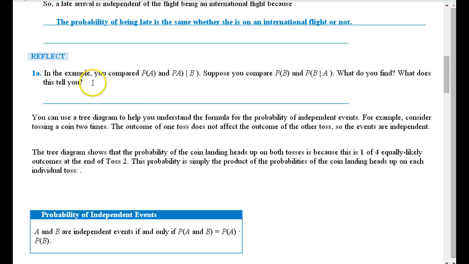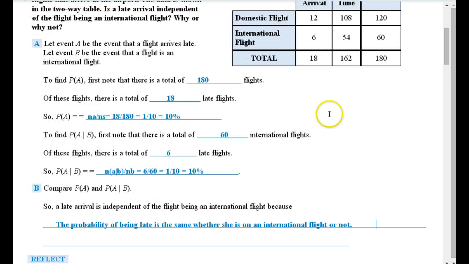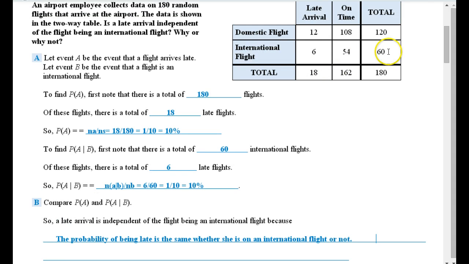Okay, in the example, we compared the probability of A and the probability of A given B. Suppose you compare the probability of B and the probability of B given A. Well, let's go back. What is the probability of B? The probability is 60 over 180. Out of all the flights, 60 were international. So the probability that it was an international flight is 60 over 180, which reduces to 1 over 3.